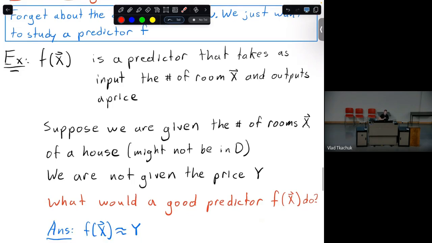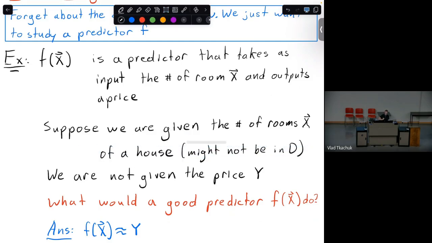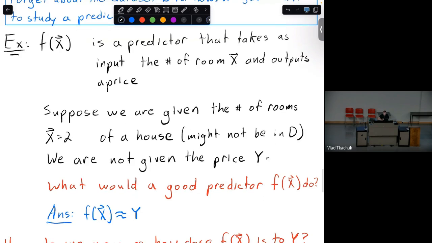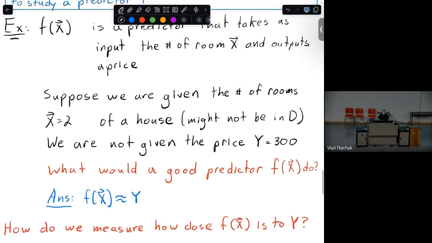I've decided to slightly change the story, so we're going to rearrange a couple of things from before. Hopefully this is going to motivate things a little better. Suppose we're given some number of rooms, and let's say it's 2. We're given some house that has 2 rooms, but we're not given the price, and say the price of this house was $300,000.